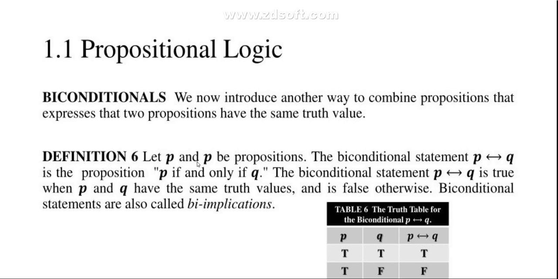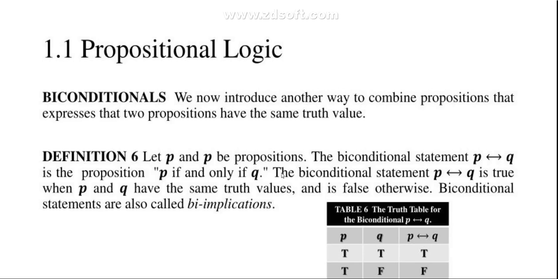Let P and Q be propositions. The biconditional statement P biconditional Q is the proposition that is true if and only if P and Q have the same truth value. Let's see what the result is. When is P biconditional Q true? When P and Q have the same truth value, P biconditional Q will be true.